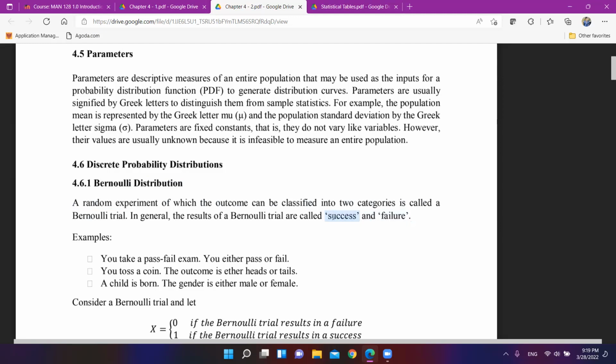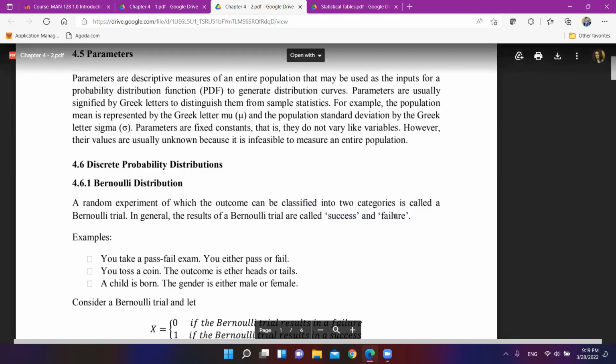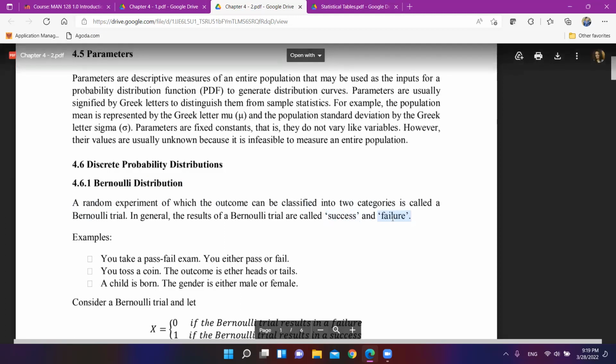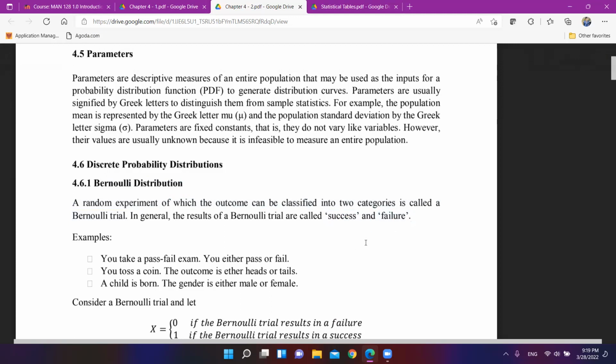If you say the event that you get a head is a success, the other event is going to be a failure. Event that you get a tail is a failure. Likewise, if you say the event that you get a tail is a success, the event that you get a head is going to be a failure. You can simply define what is your success and what is your failure. No problem. You can arbitrarily choose that.